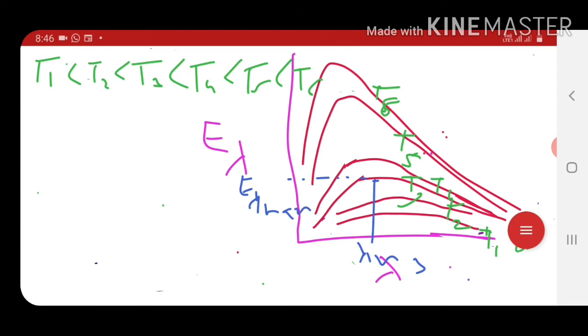Similarly, if we take temperature T5, this is lambda maximum for temperature T5, and this is E lambda maximum for the curve at temperature T5. With increase in temperature, the maximum shifts higher but towards lower wavelengths.